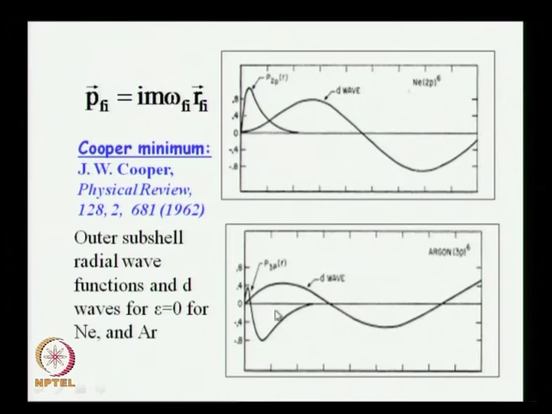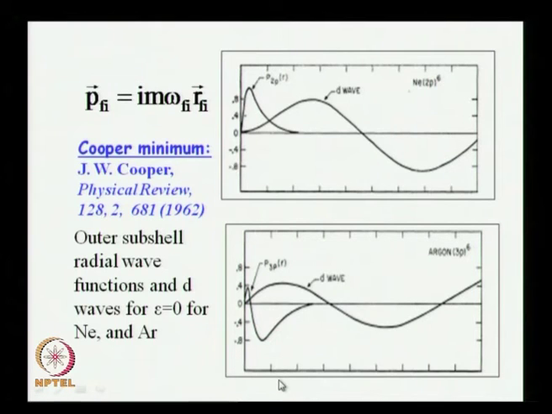The number of nodes a radial function has, as we studied earlier, is n minus l minus 1. So for n equal to 2, 2p is nodeless, but for n equal to 3, 3p has got one node. So here you see that 3p goes through a node, and now if you look at the overlap between the continuum d state and the initial state, for neon it is positive, whereas for argon this overlap is negative.